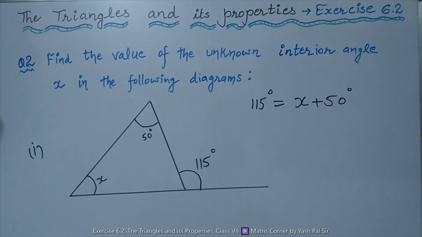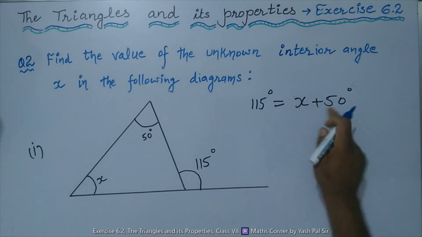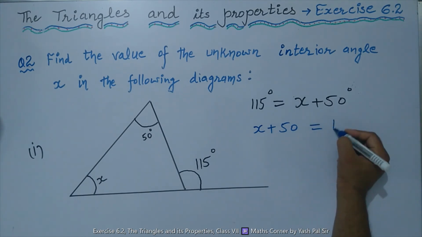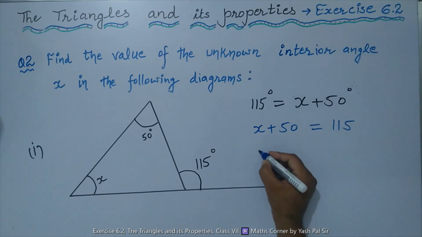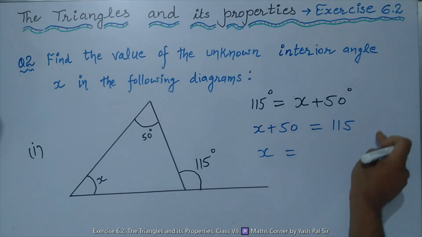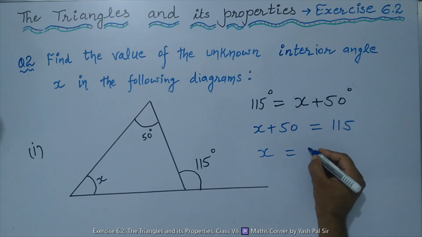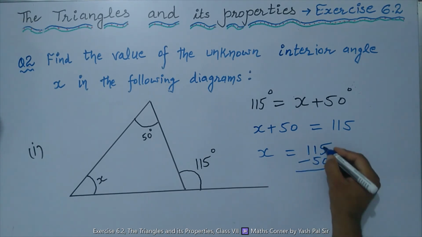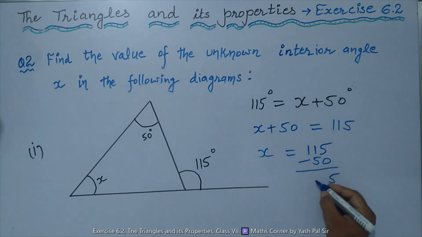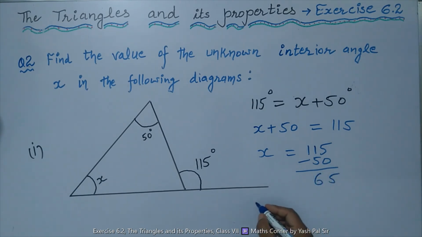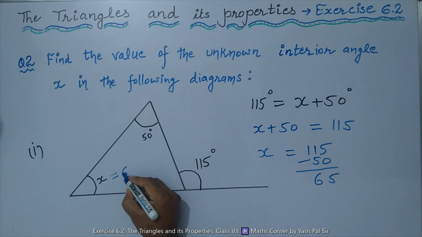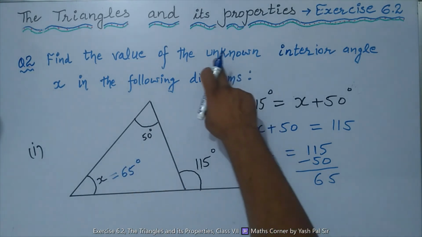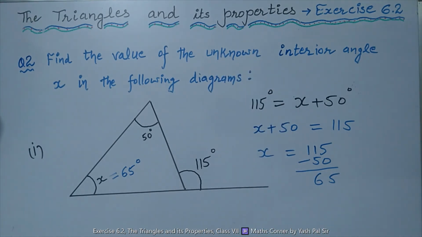So we can also write this on the right hand side: x plus 50 equal to 115. So x is equal to 115, the 50 will go to the right hand side and becomes minus 50. So this is 65 degrees. So what is the value of x? 65 degrees. This is the value of the unknown x.